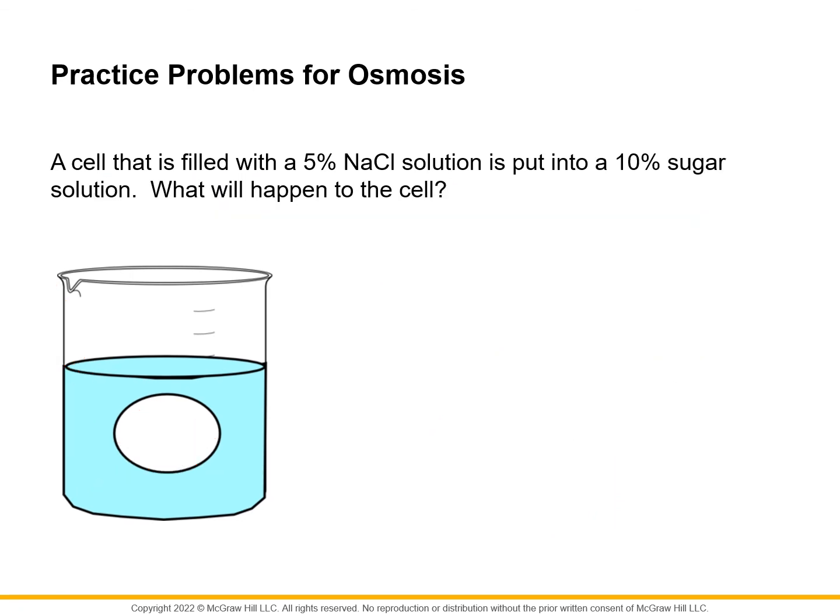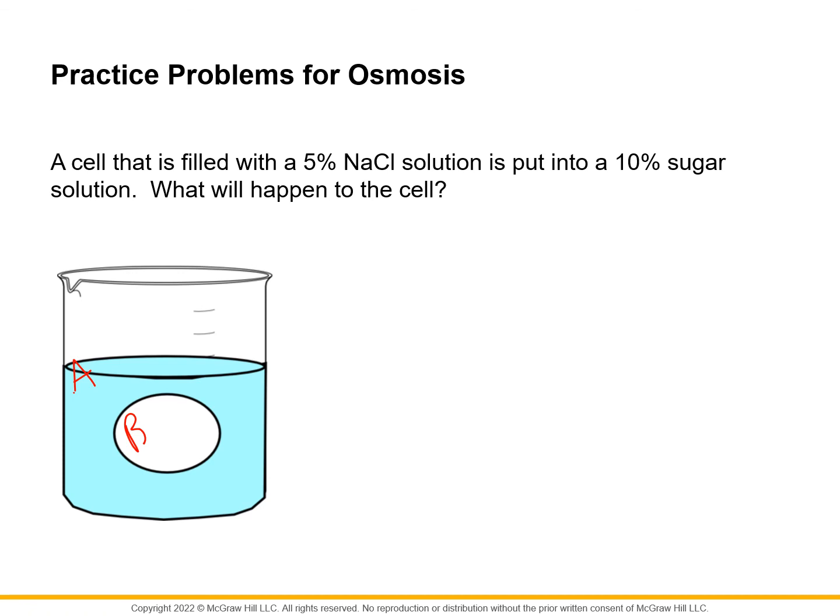Second problem. A cell that is filled with a 5% sodium chloride solution is put into a 10% sugar solution. What will happen to the cell? So again, what you should do is figure out the relative concentrations of the two solutions. Remember, one solution is the environment, the other solution is the cell. So you go through them, figure out the relative concentrations of the solutes and the water, determine if they are isotonic, or if they're not isotonic, then they're hypertonic or hypotonic, and then figure out the direction of osmosis.